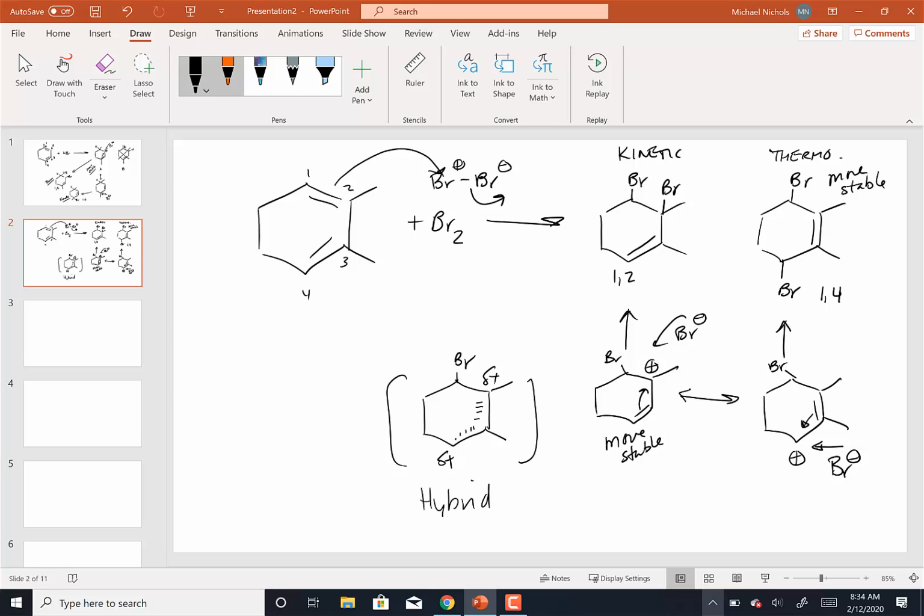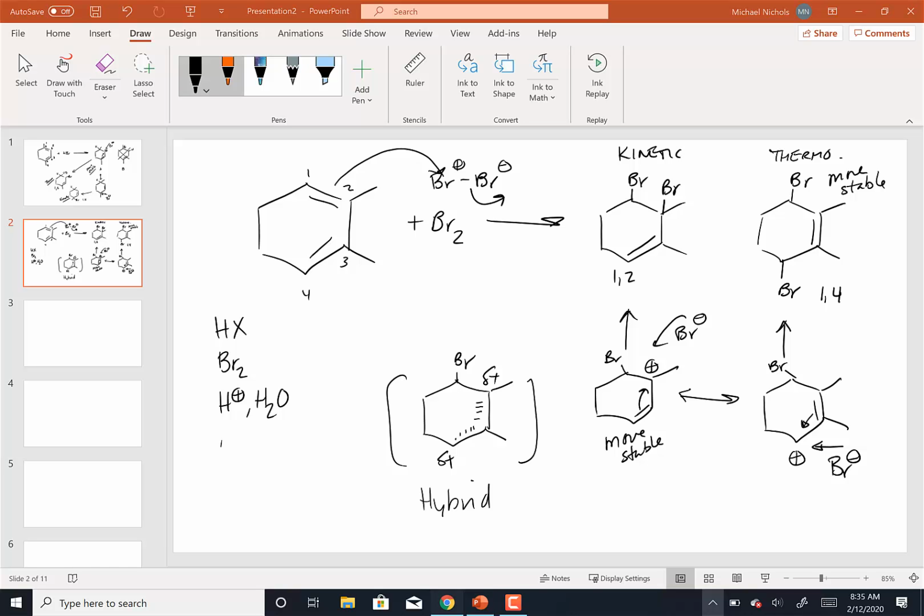Are Br2 and HBr the only reagents that go in these problems? No. We can add anything that's an electrophile and a nucleophile. So for these kinds of problems, I could ask you to do HX: HBr, HCl, HI. I could ask you to do Br2. I could also ask you to do H+ and H2O. With H+ and H2O, you're going to have an extra step, because you add the H+, then add the entire water molecule, and then lose the H+.